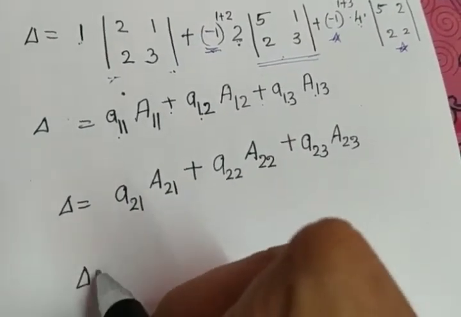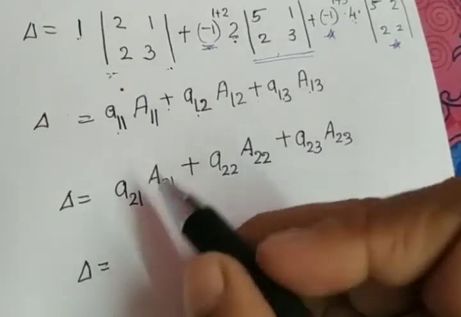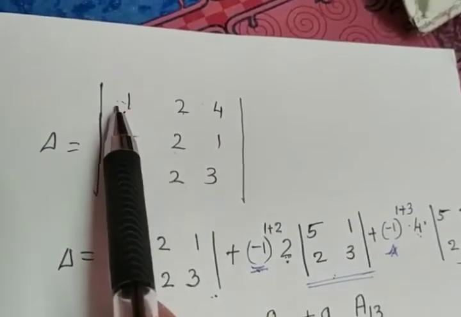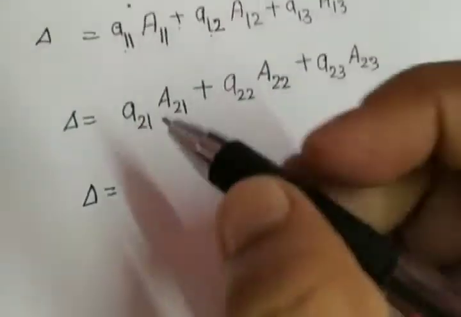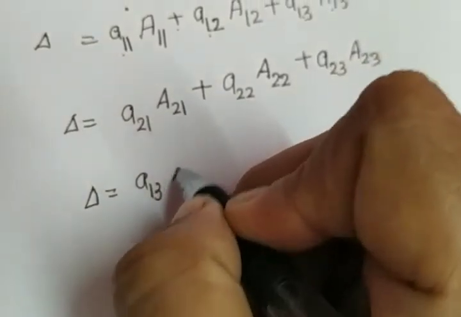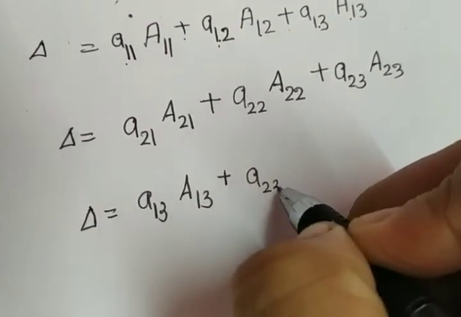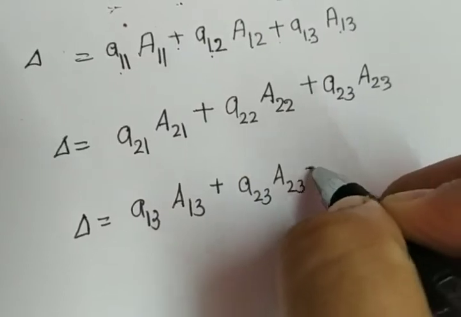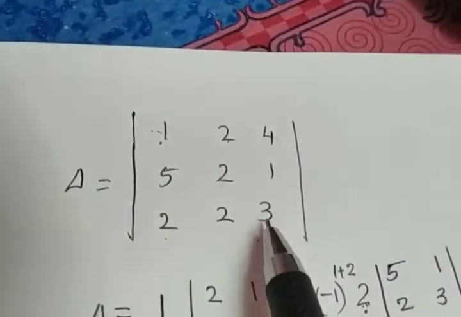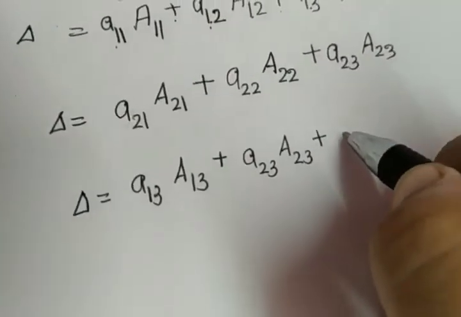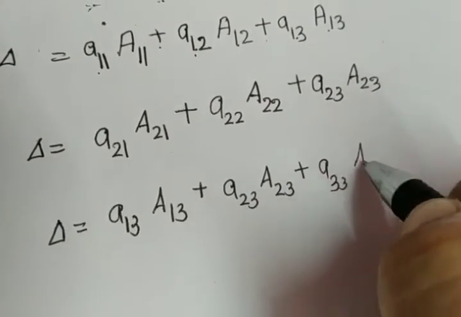The same can be done for a column also. If I want to do it with the third column, what's the position of the first element? First row, third column, isn't it? So it is A13 into capital A13, plus the second element in the third column, which is in the second row, third column. So we write A23 into capital A23, plus the third element in the third column, which is in the third row, third column. So the element position is A33 into capital A33.